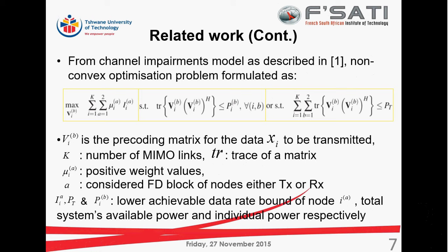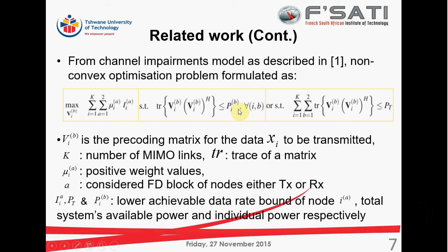From the channel impairment model, as described by Ali Kagatai in reference 1, a non-convex optimization problem has been formulated with the objective of maximizing channel capacity. It has been formulated as presented here, and as we can clearly see, the objective function is formulated in terms of weighted sum rate, the maximum achievable rate by node A. So it's weighted sum rate, WSR, okay?